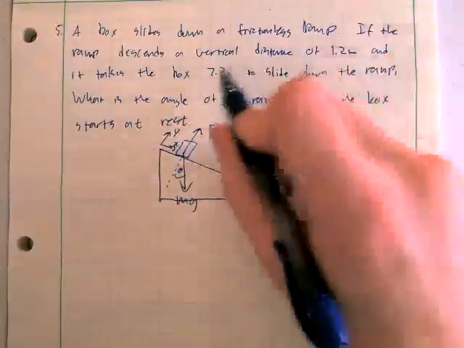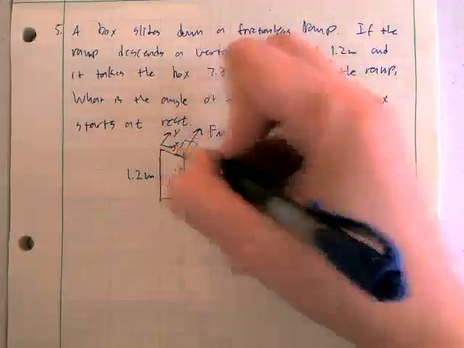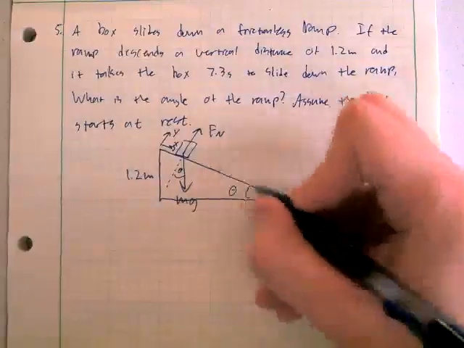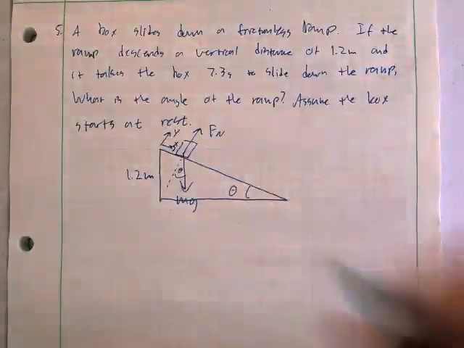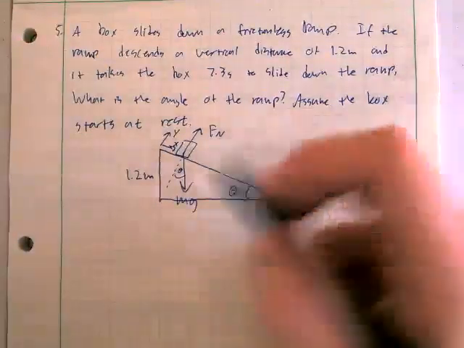We have the vertical distance is 1.2 meters. So we know that this height is 1.2 meters. We do not know the length of this ramp. If we do, we can figure out the angle, or vice versa. We can either figure out the length of the ramp or we can figure out what the angle is. Ultimately, what we want is this angle, though. Okay, so we have this.